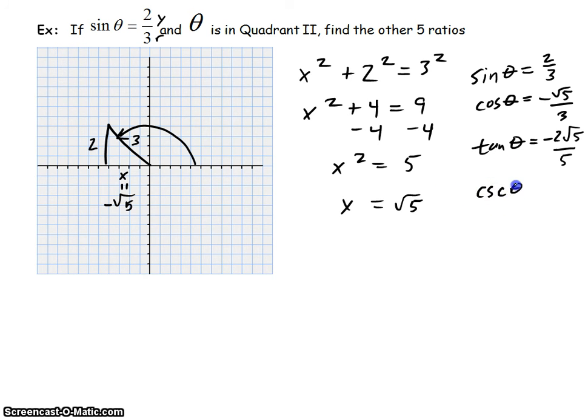Cosecant is going to be the reciprocal of sine, which is 3/2. Secant is the reciprocal of cosine, which is 3 over the square root of 5, which is 3 square root 5 over 5, and that's negative. Cotangent is going to be the reciprocal of this, but in reality it's going to be negative square root 5 over 2. And there are my 6 ratios.